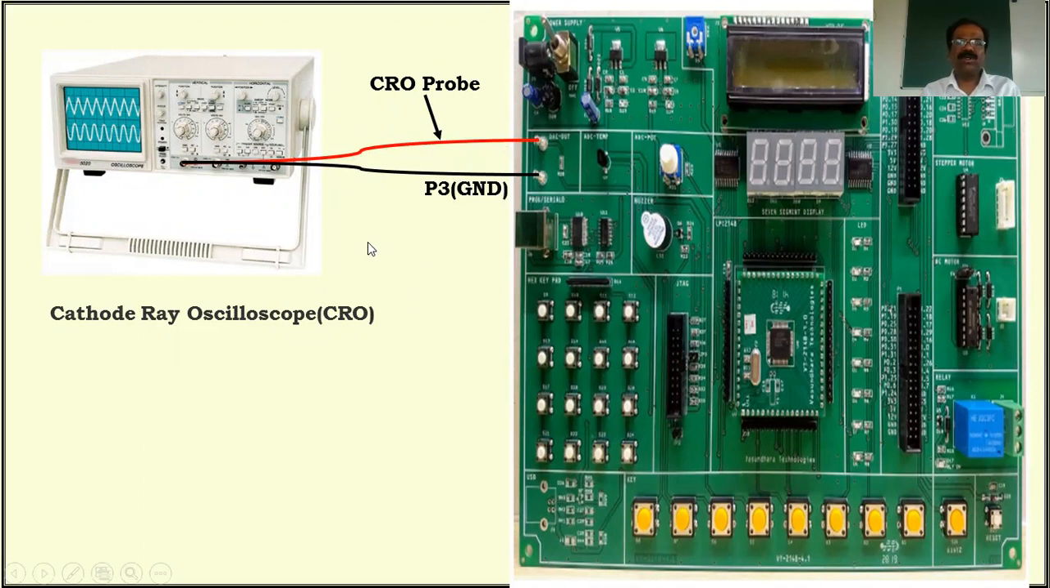Here we can generate any type of waveform: triangular waveform, square waveform, sine wave. Whatever it may be, we can even generate characters also. Now here there will be a CRO. This is the CRO probe, and we have to take the output from this particular terminal. Next, I'm going to explain the programming part.